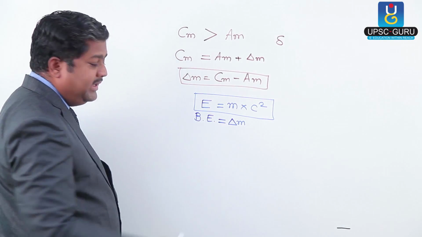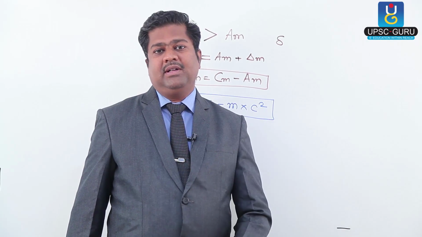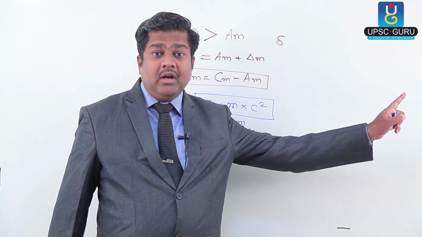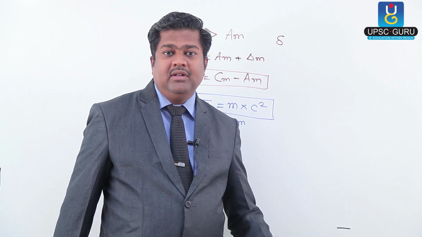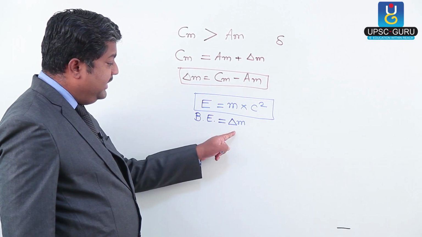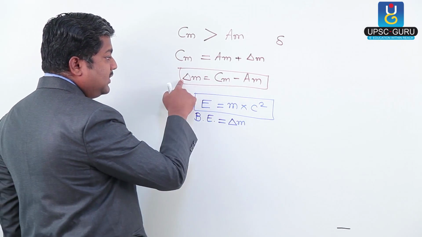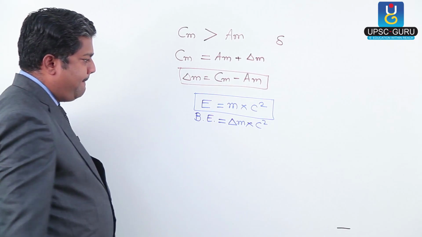Don't say it is bond energy. This is binding energy. Bond energy is a different concept which is there in chemical bonding, whereas binding energy is there in the nuclear part of chemistry or physics. So this is binding energy, that is equal to whatever the mass lost into c square.